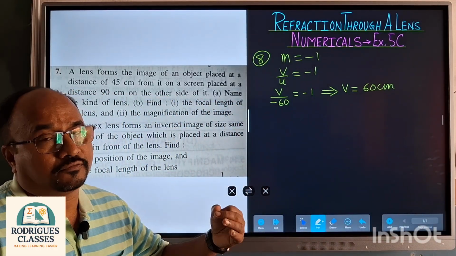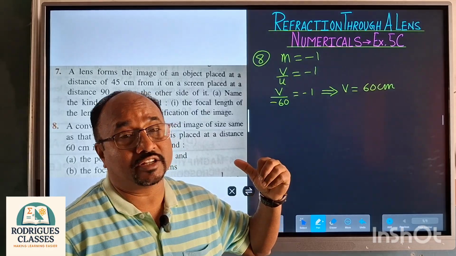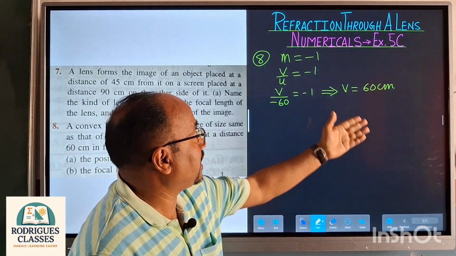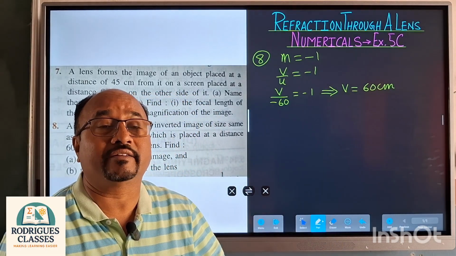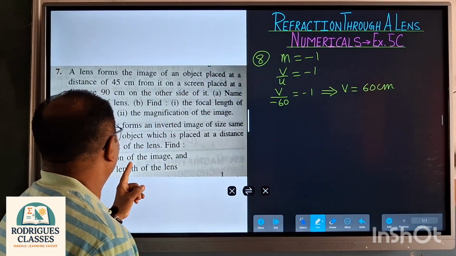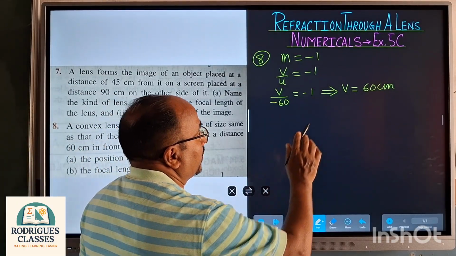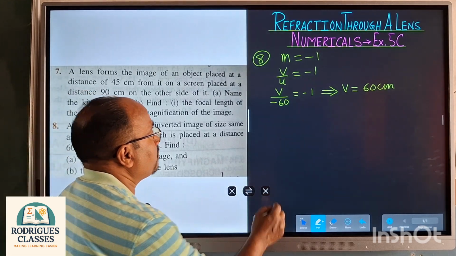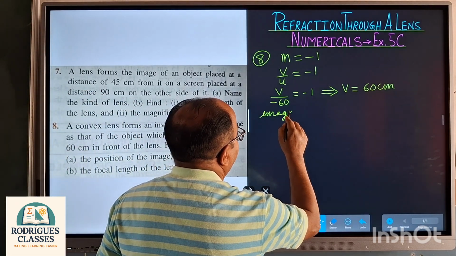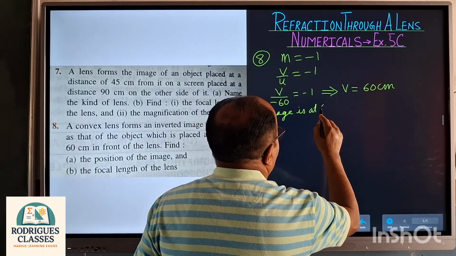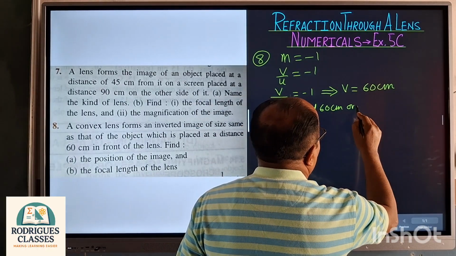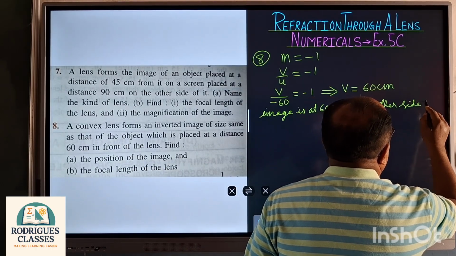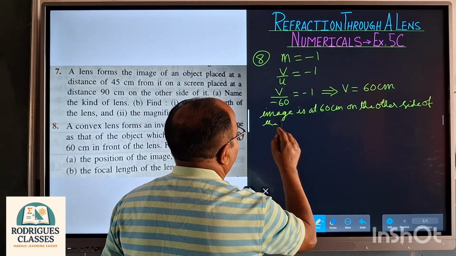So if the object is placed at 60 centimeter, that location I told was 2f1, the image at 2f2 has to be 60 centimeter, and it is on the other side, so it has come as plus, which shows that a real image is being formed. So this is the answer for the position of the image. It is formed at a distance of 60 centimeter from the lens on the other side. Okay, so the image is at 60 centimeter on the other side of the lens.